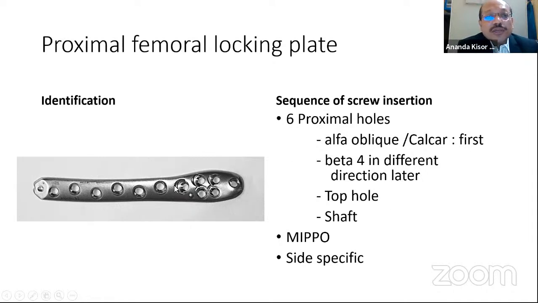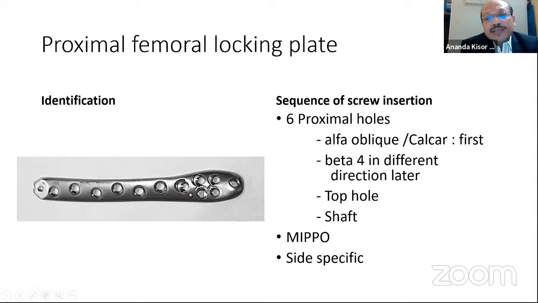This is the alpha hole. This screw should be introduced first, to the calcar, because this is the only constant screw, and it should be used perfectly after reduction of the intracapsular neck of femur fracture. After that, there are these 4 beta holes, and they are configured in different directions. After that, you cannot introduce all 4 screws. Either 1 or 2 is sufficient to hold the proximal fragment.